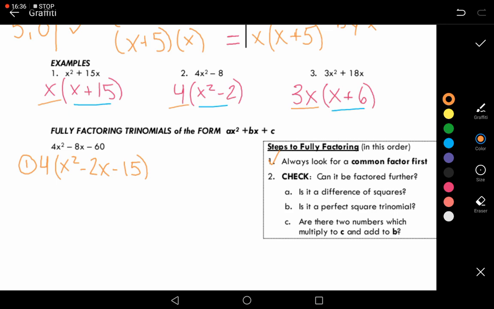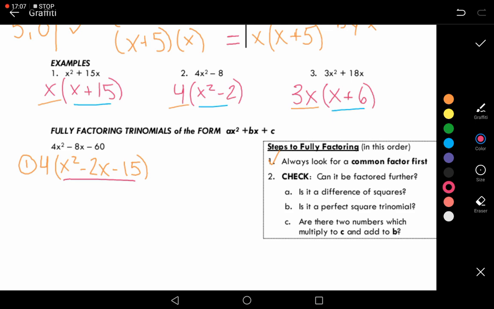If we're comparing it to the examples we just did above, we can't factor any of those any further. We don't have a trinomial in our brackets, so we can't go any further. This one, on the other hand, we still have a trinomial in these brackets. So we can try to factor this further. Our options for factoring it further: is it a difference of squares, that special case? Is it a perfect square trinomial, that special case?